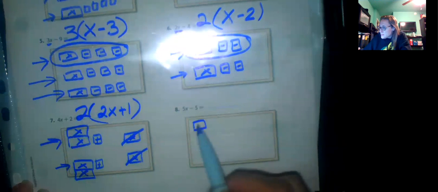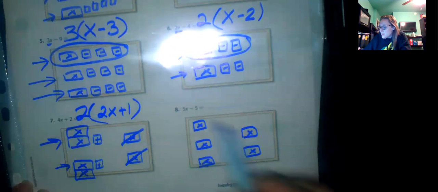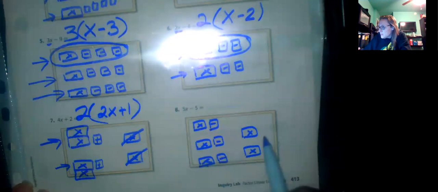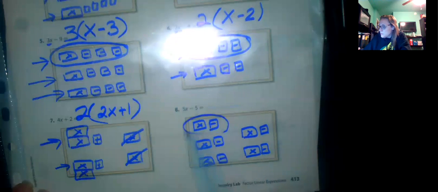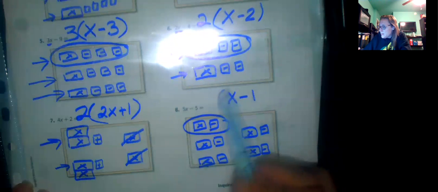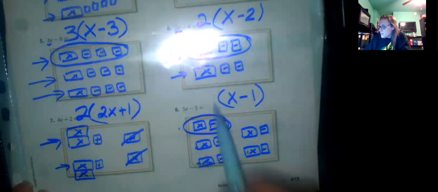Okay. All right, next one, 5 x's. So 1, 2, 3, 4, and 5, and 5 negatives. 1, 2, 3, 4, and 5. So perfect equal groups of x minus 1, and there are 5 groups of that.